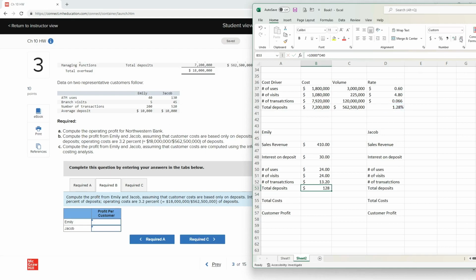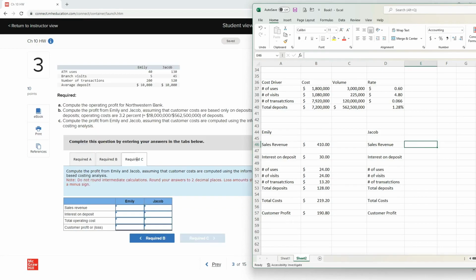That's $128. So the total cost would be the interest plus the number of uses cost plus the visits plus the number of transactions cost and the total deposit cost. So it gives us total cost of $219.20. So we do the sales revenue of $410 minus the total cost, and that gives us profit from Emily of $190.80. And now we do the same for Jacob.